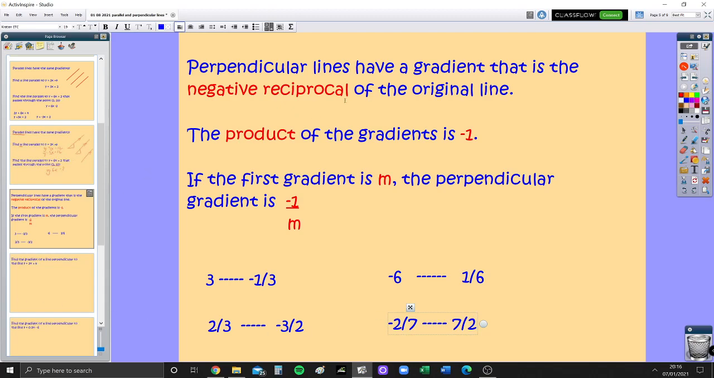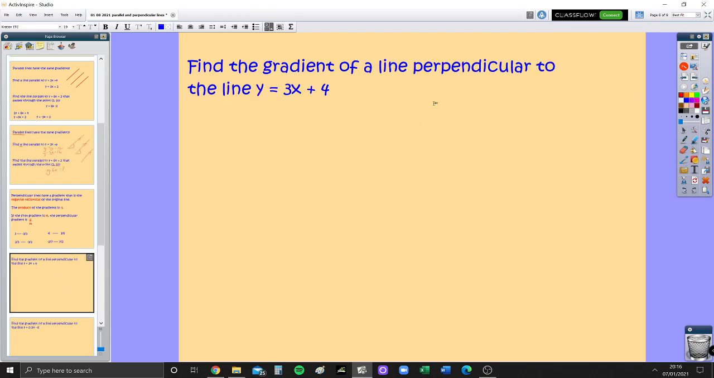So if you can find a perpendicular gradient, we can then have a look at lines, obviously in more depth with this. So here we've got a question: find the gradient of a line perpendicular to the line y equals 3x plus 4. Look out for the little differences there. If you're looking at a line perpendicular, there's obviously going to be quite a few choices. If you're looking at the line perpendicular, look for a bit more information so that we've got a very specific line going on here. So find the gradient of a line perpendicular to the line y equals 3x plus 4.